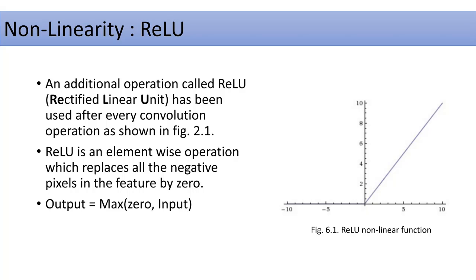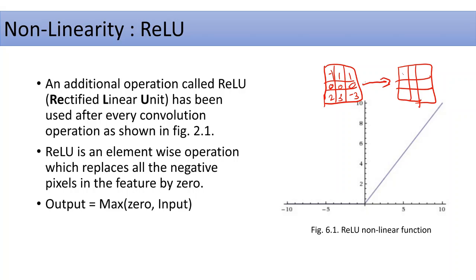So if you have an image after feature map as something like this, which is minus 1 1 1, 0 0 0, 2 3 minus 3, something like this, then a ReLU will do an element-wise operation on this and convert this image into something like this, where this becomes 0 1 1, 0 0 0, 2 3 0. So what it does is it takes the negative pixels and replaces them by 0.